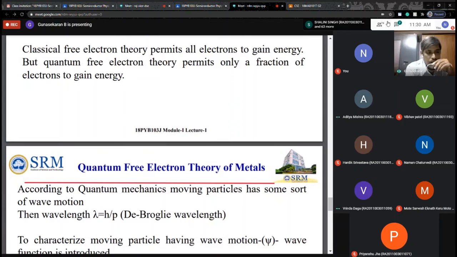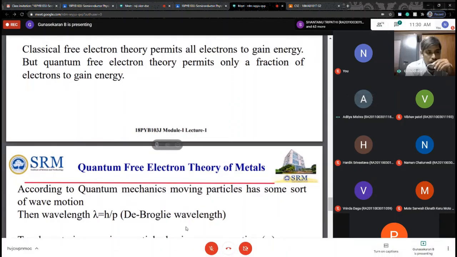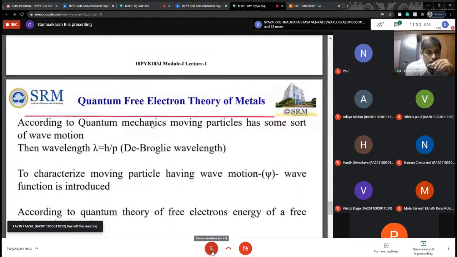Now come to Sommerfeld. Sommerfeld assumed that the electrons obey quantum mechanics. Please understand, according to quantum mechanics, moving particles have some sort of wave motion. So the electrons are moving, for example, revolving in various orbits. So why not apply that they exhibit wave-like properties? That is the question raised by Sommerfeld, and he went on to explain it.